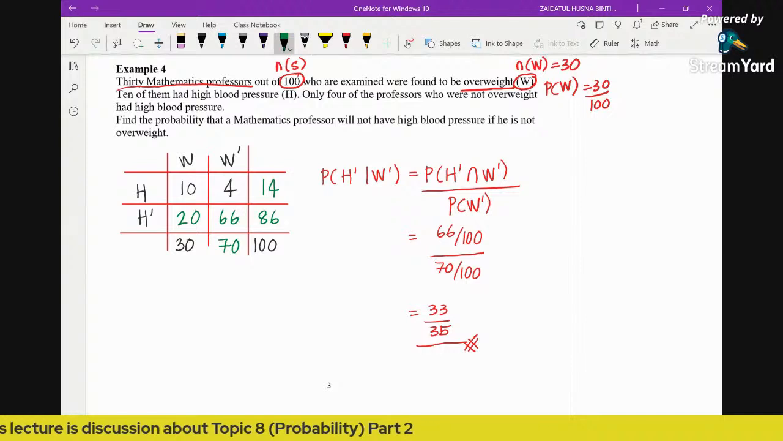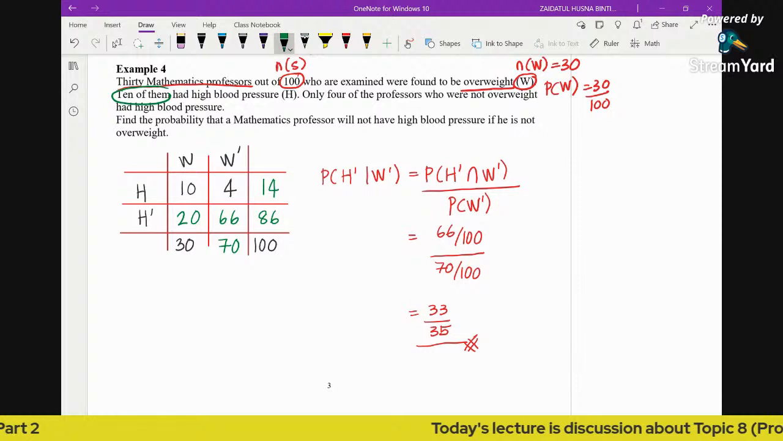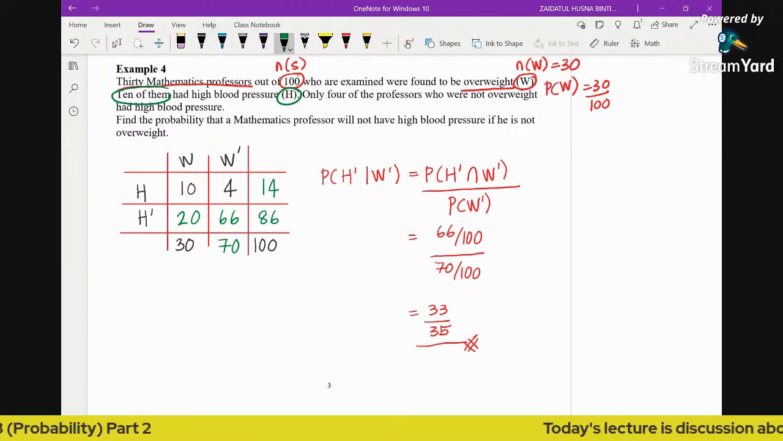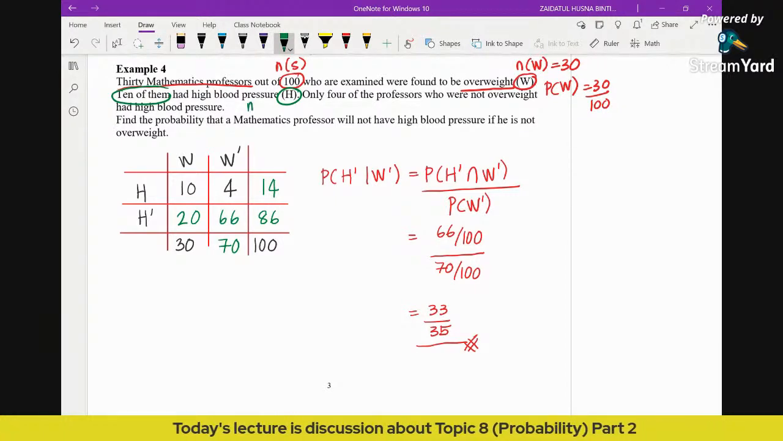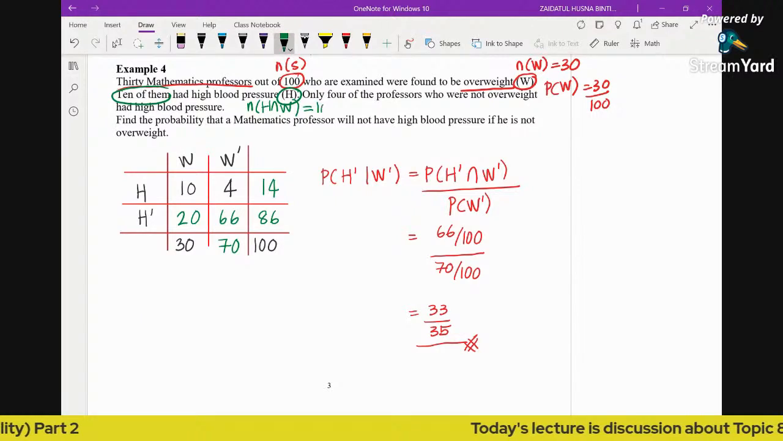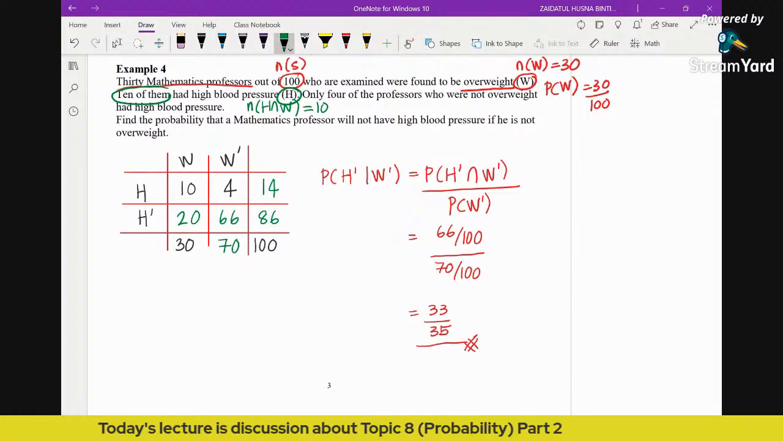Then next, 10 of them, meaning 10 of the overweight, had high blood pressure. So out of these 30 overweight professors, 10 of them had high blood pressure. This means 10 is actually N of H intersect W, because these 10 professors are not only having high blood pressure, they are also overweight. That is how we interpret it.